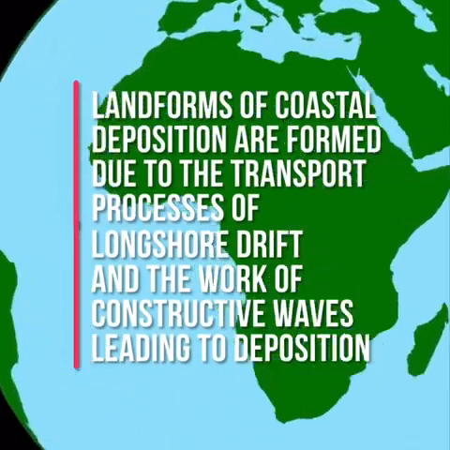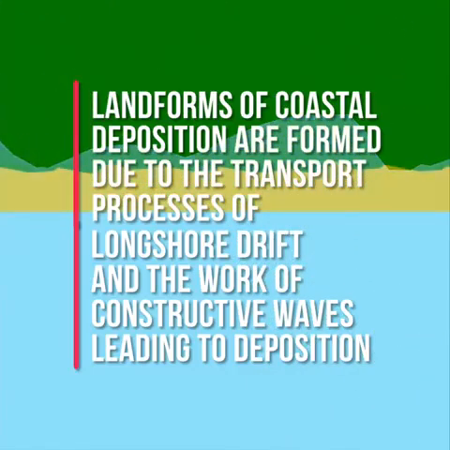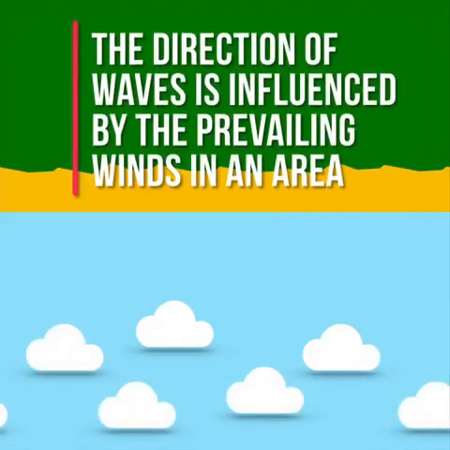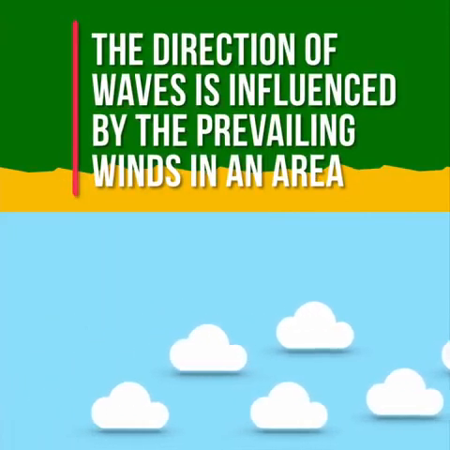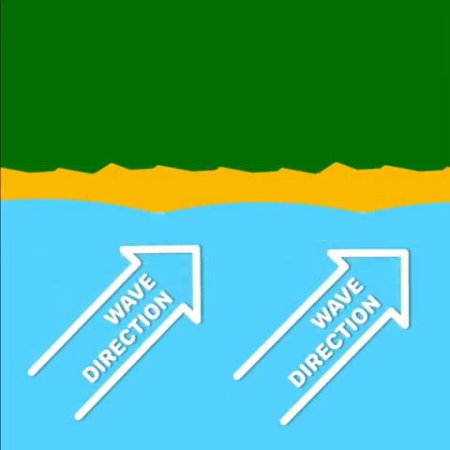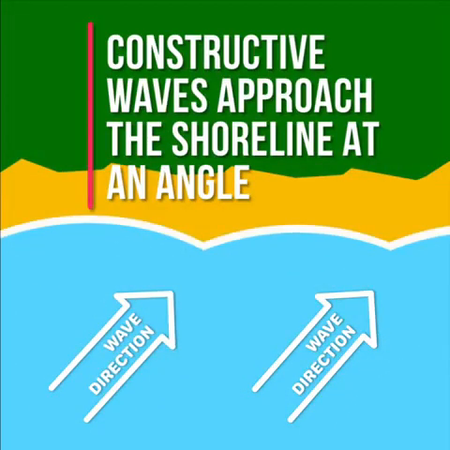Landforms of coastal deposition are formed due to the transport processes of longshore drift and the work of constructive waves leading to deposition. The direction of waves is influenced by the prevailing winds in an area. Constructive waves approach the shoreline at an angle.